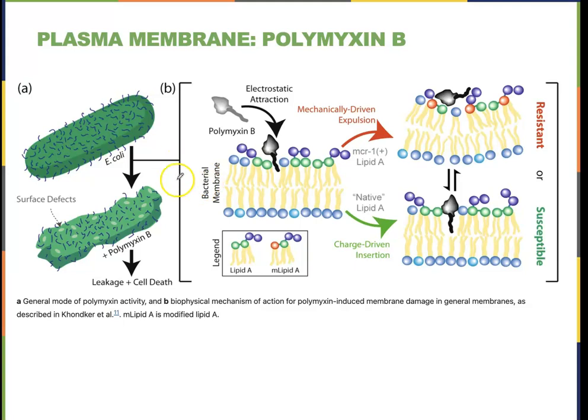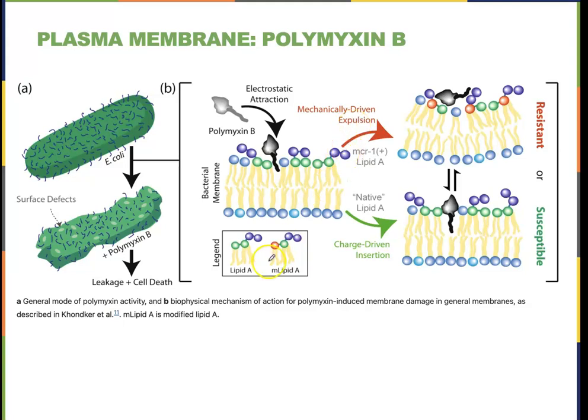So I want to just show you, I'm not going to require you to memorize this. However, what polymyxin B does is it inserts itself into the phospholipid bilayer. So there's two examples here, right? This is going to be our example of a bacterium that is going to be resistant to polymyxin B.